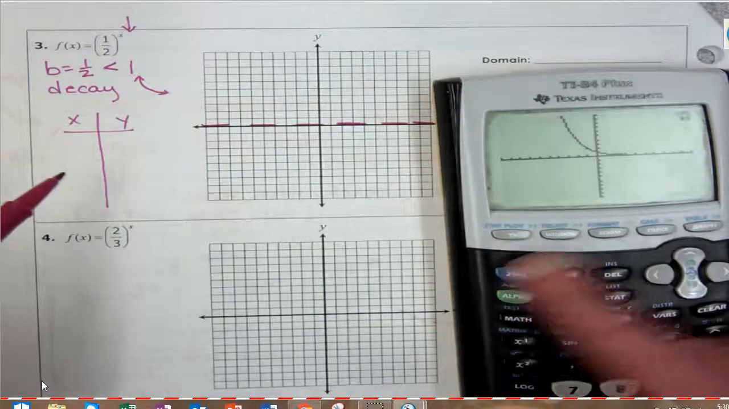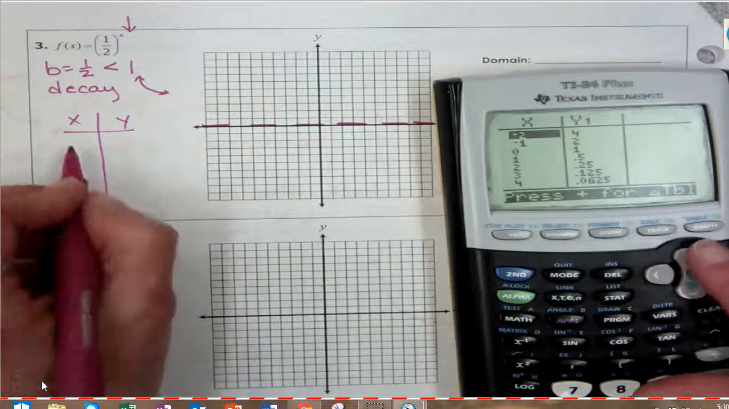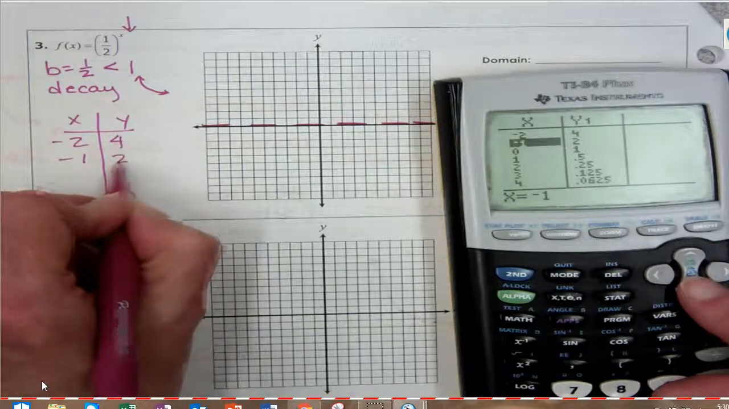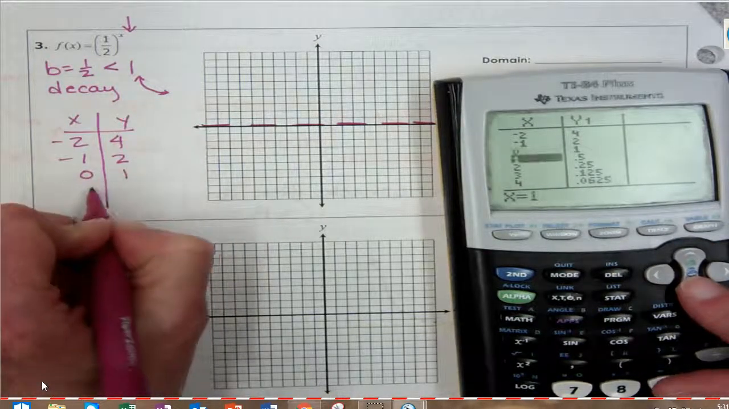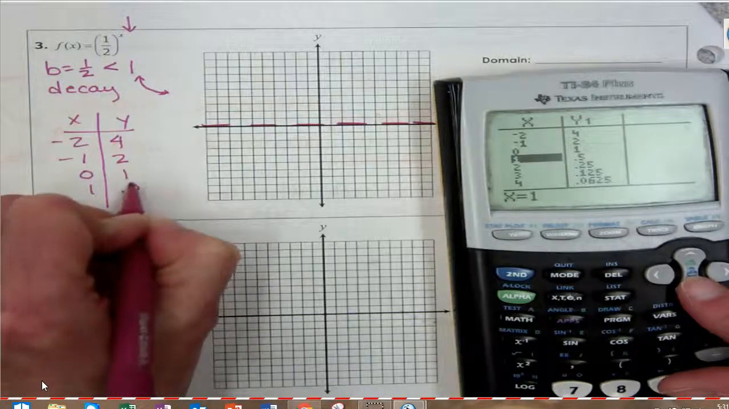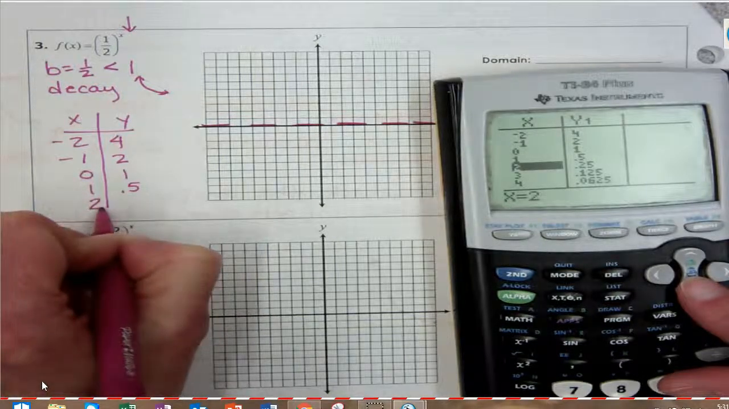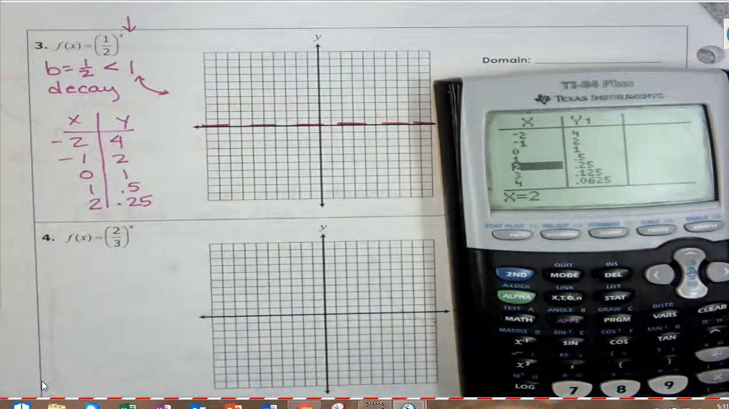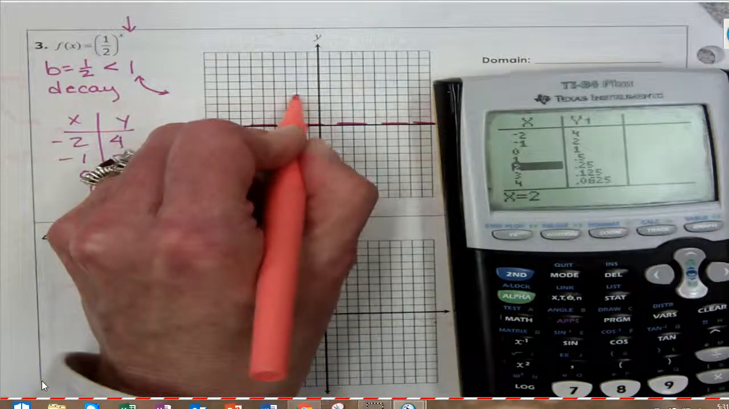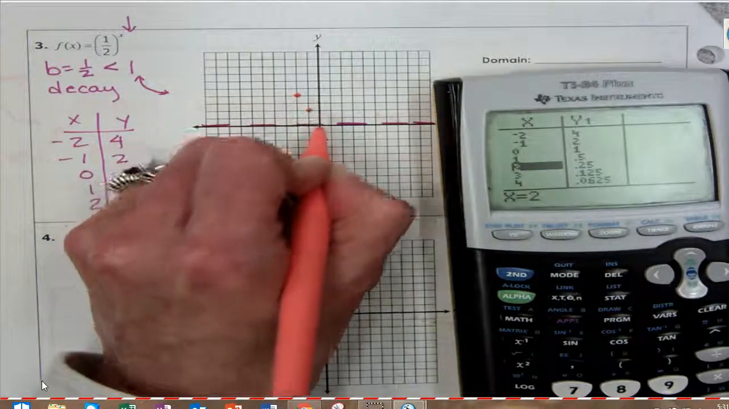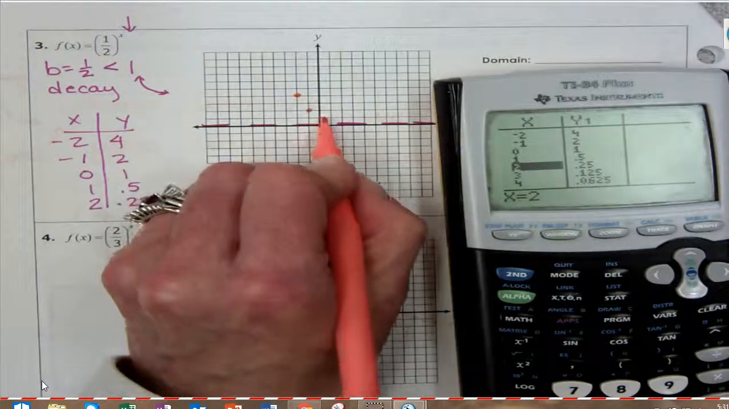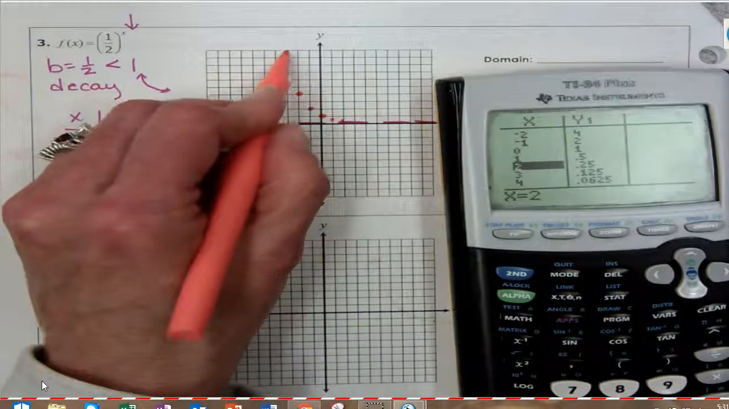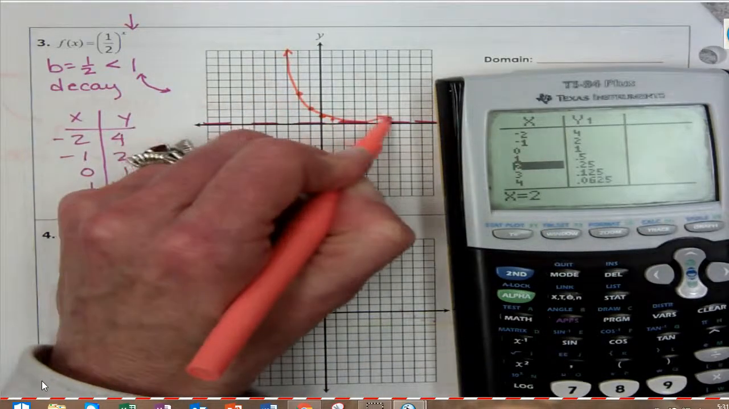Perfect. So now I'm going to go to my table. -2 should be 4. -1, 2, 0, 1, 1 is 1/2, 2 is 1/4. So I'm going to graph those points. -2, 4, -1, 2, 0, 1, and then 1, 1/2 and 2, 1/4. So it's going like this.